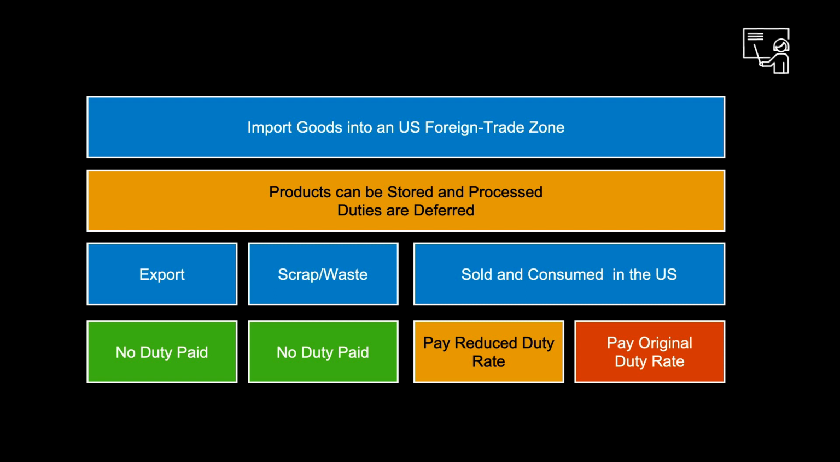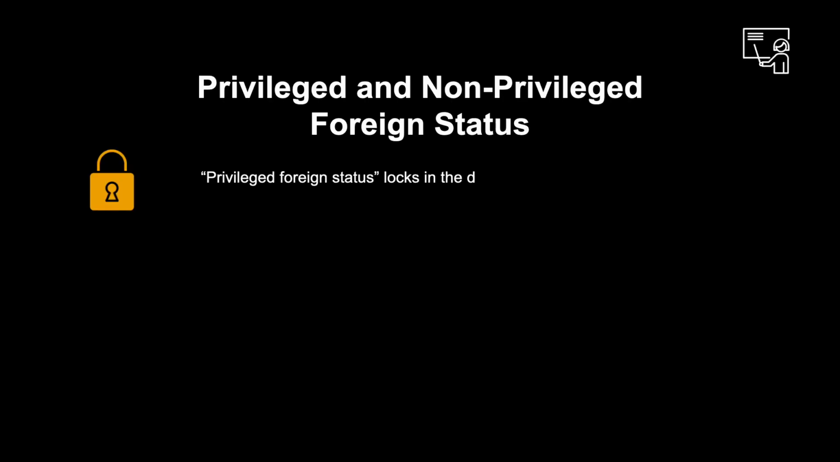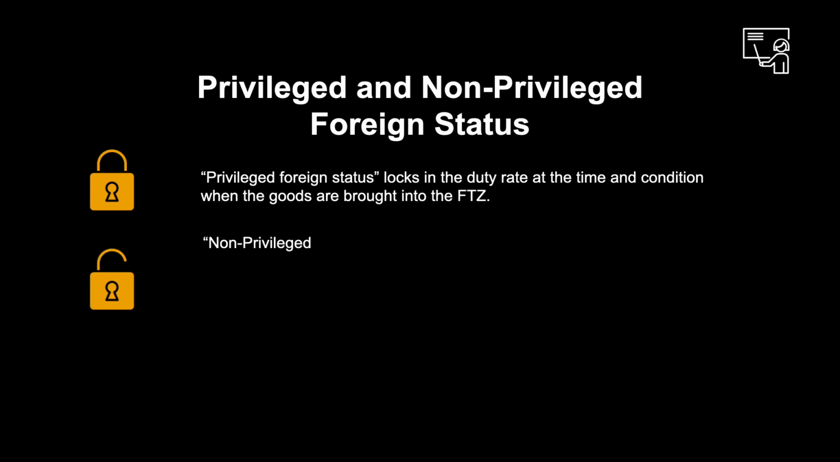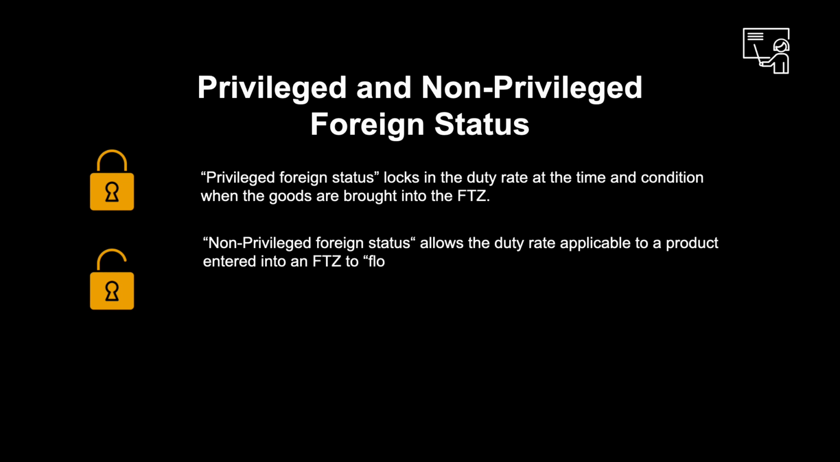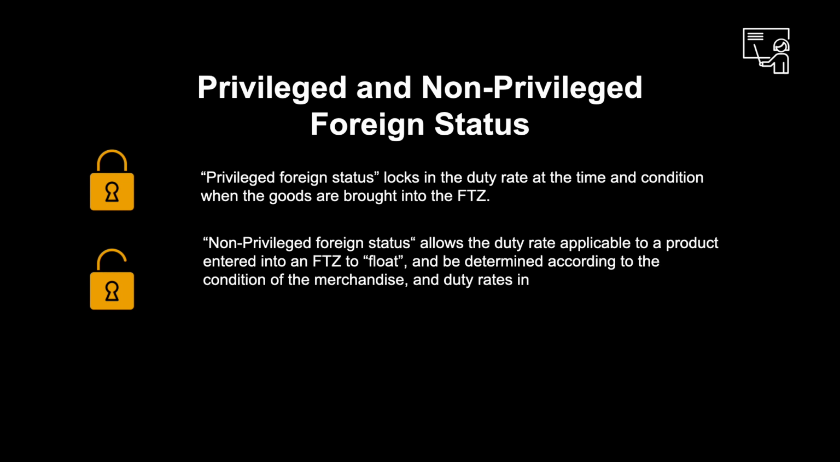While in the FTZ, products can be kept in different statuses. Privileged foreign status locks in the duty rate at the time and condition when the goods are brought into the FTZ. Non-privileged foreign status allows the duty rate applicable to a product entered into an FTZ to float, and be determined according to the condition of the merchandise, and duty rates in effect, when it is withdrawn from the FTZ.